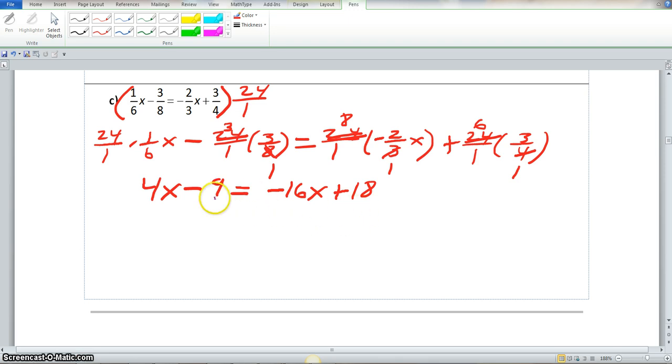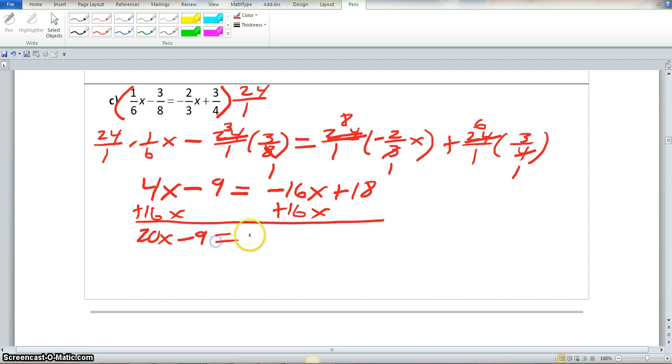Now, this looks a lot better than what we started off with. So now, let's get all of the x's on the same side. So we can add 16x on both sides. So we will have 20x minus 9 is equal to 18. Now we will add 9 on both sides. So we will have 20x is equal to 27.